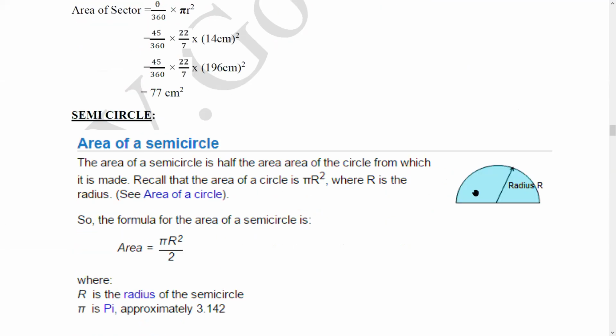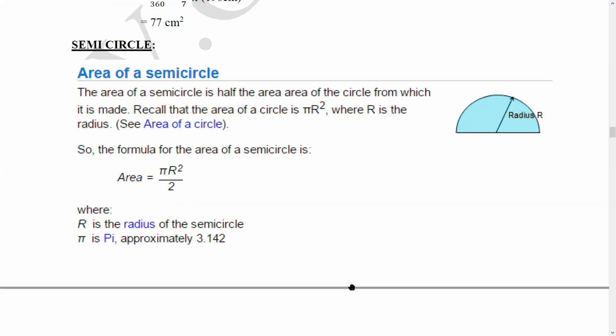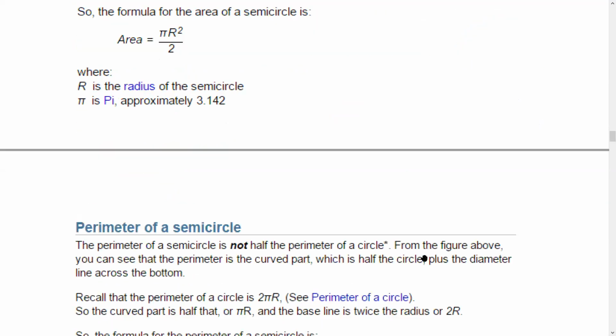Because obviously the perimeter of a circle, which is the circumference, is the distance around, right? So with a semicircle, it's the distance around the half, plus this distance here. So that's why we cannot use half the circle, because we still have to account for this diameter line here, okay? So that's why it's not half the perimeter of a circle.